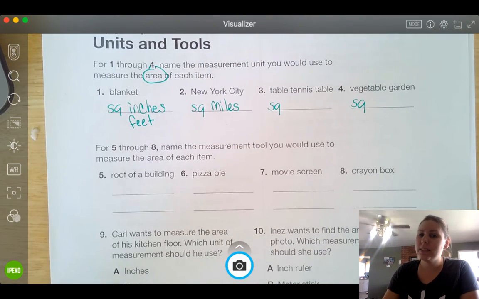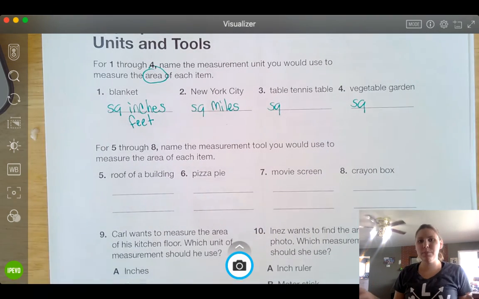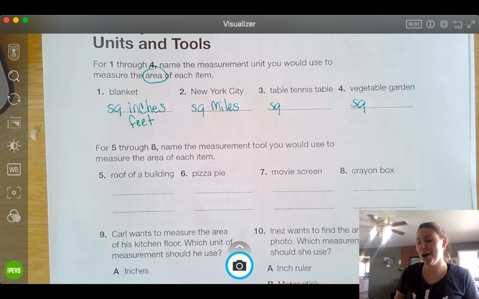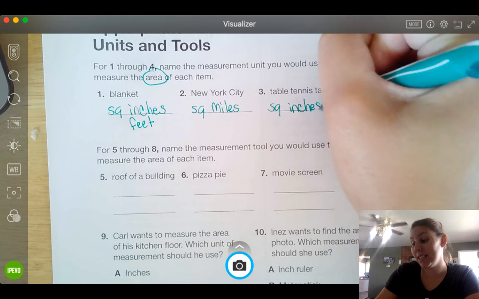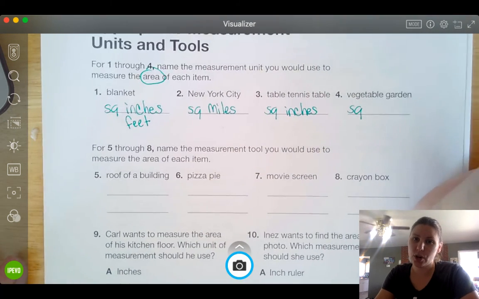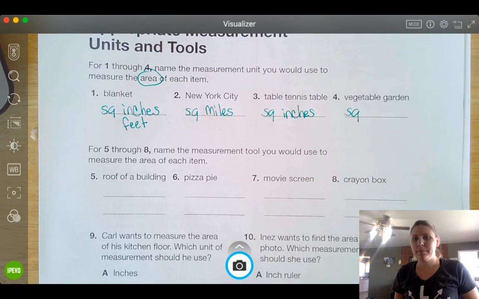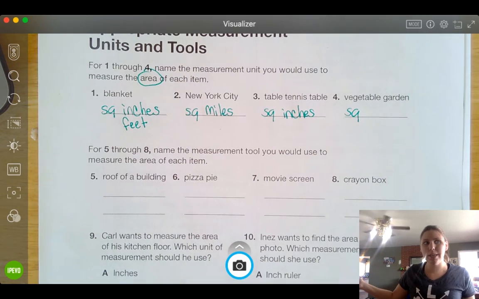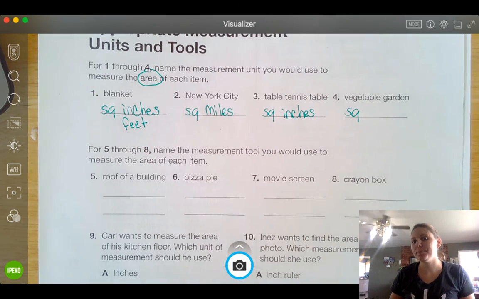A table tennis table. If you haven't played table tennis before, or ping pong, it's about the length of like a kitchen table. So I would probably use square inches. Anytime I've looked at buying a table online or at the store, it measures it in square inches. That way you know if it's going to fit in your room or not. It's usually not measured in square feet because it might be between 5 and 6 feet. So it'll usually give it to you in inches or feet and inches.